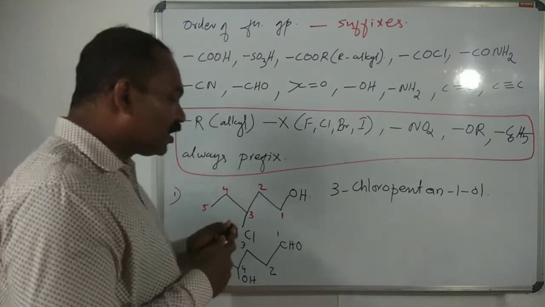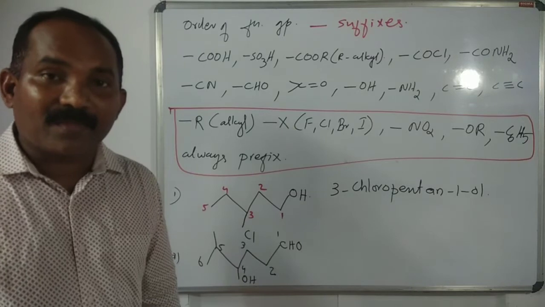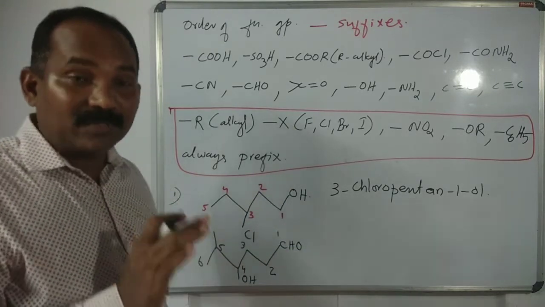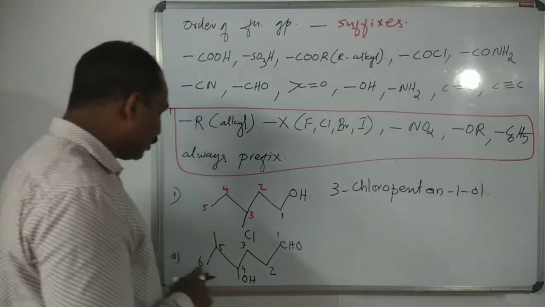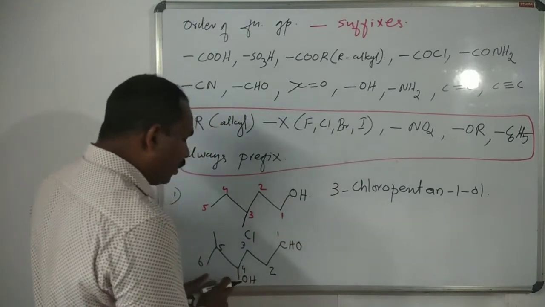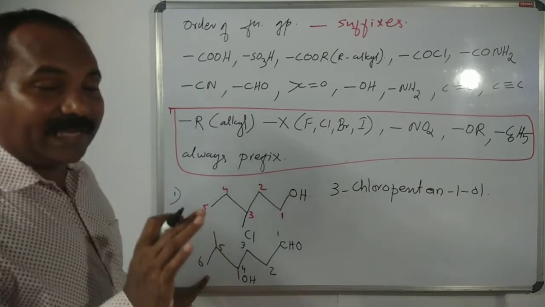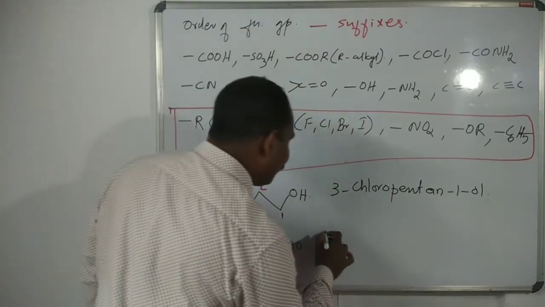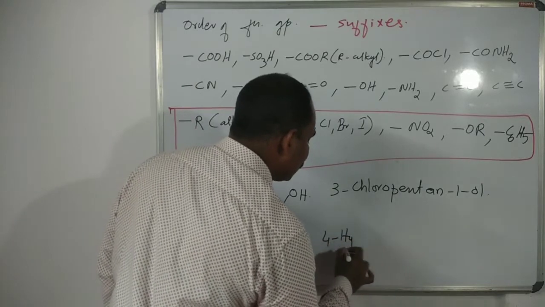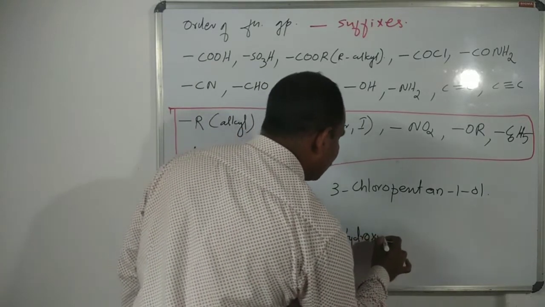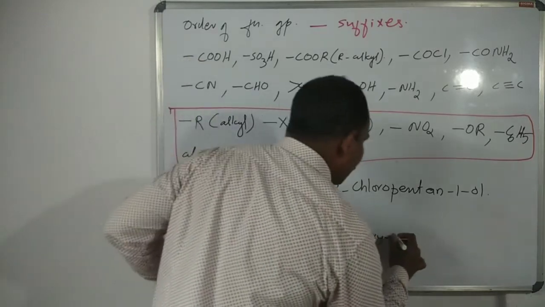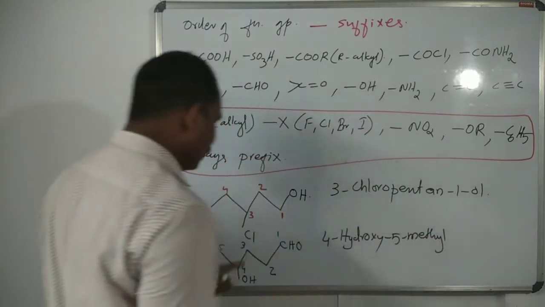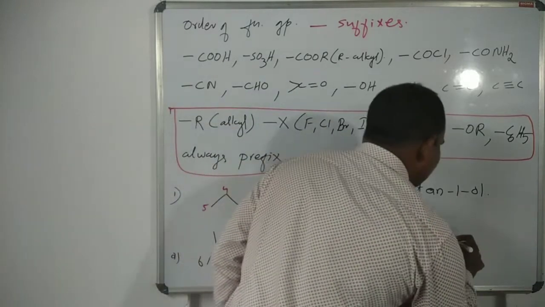So what is the name? We should write it in alphabetical order. OH group, when it is prefixed, is hydroxy. So 4-hydroxy, 5-methyl, hexanal.